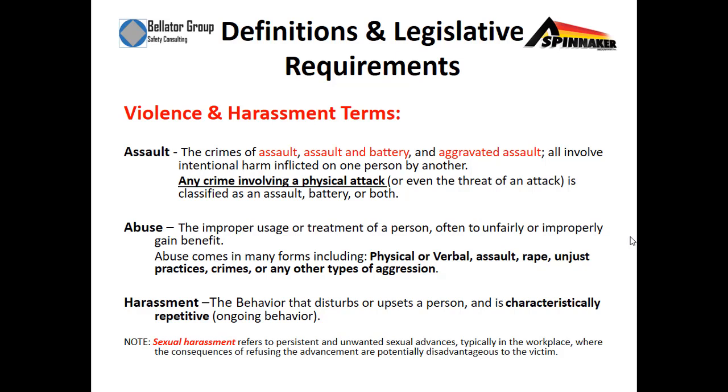And lastly, harassment. Harassment is behavior that disrupts or upsets a person and is characteristically repetitive in nature or goes on an ongoing basis. Note, sexual harassment refers to persistent or unwanted sexual advances, typically in the workplace, where the consequences of refusing the advancement are potentially disadvantageous to the victim.